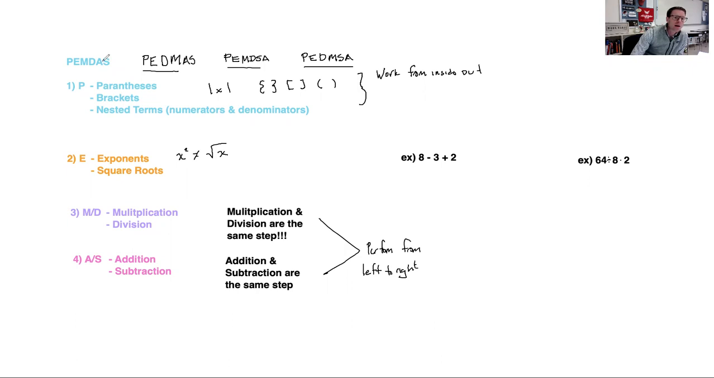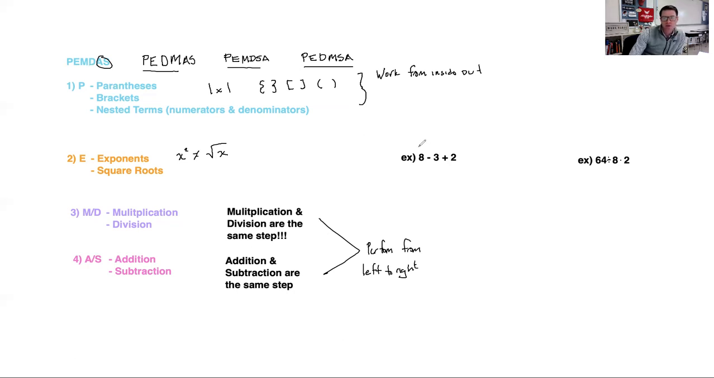Guys say it's PEMDAS. So addition has to come before subtraction. Not true. These are the same step. A and S are the same step. So whichever comes first, reading left to right, you need to perform first. It is not a hard and fast rule that it's always PEMDAS. Okay? Got to keep that straight.